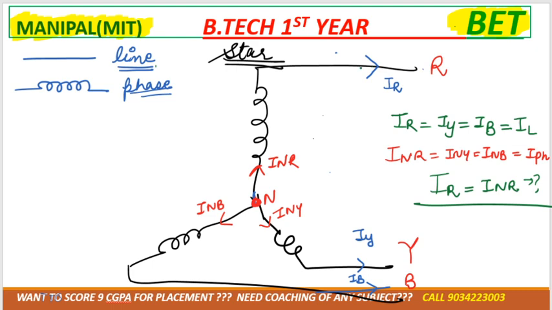Because this is in series, and as you can see the current is not deviating anywhere, that means the current is moving and it is the same current. So what we can conclude is that IR is the line current and INR is the phase current. So in the case of star connection, line current is always equal to the phase current. Yes or no?